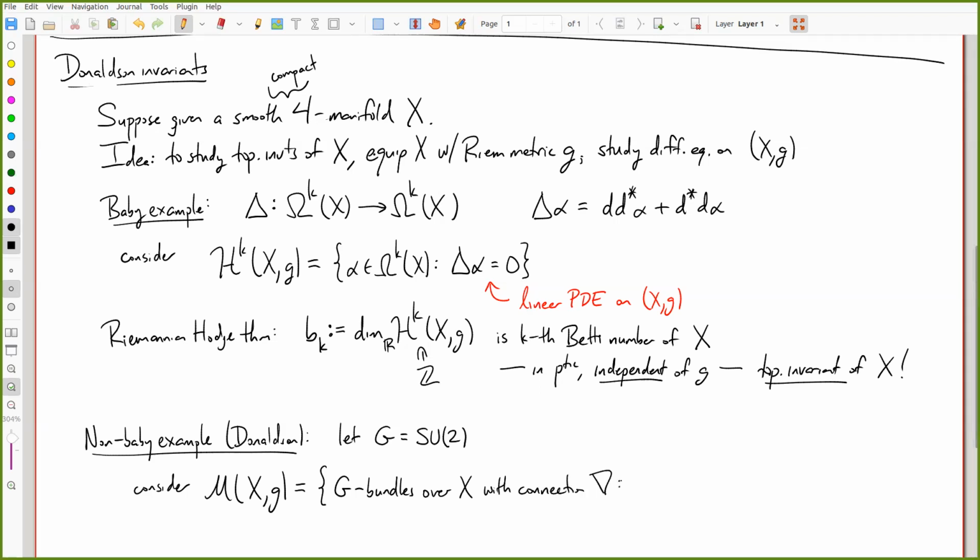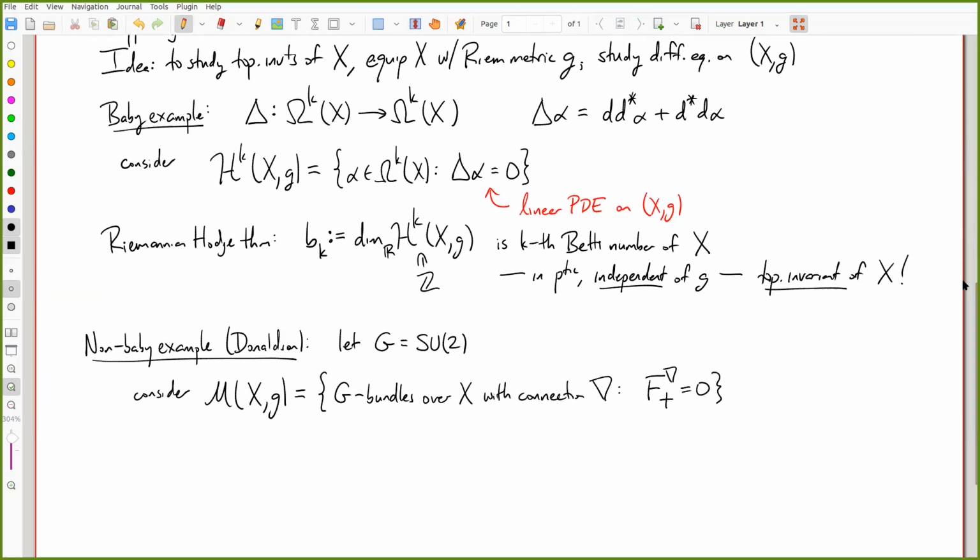Connection nabla, such that the self-dual part of the curvature is 0. And I'll just remind you what the self-dual part means. Recall F plus means 1/2 of, and this is something you can only do on a 4 manifold. I can take F, which is a 2 form, the curvature is a 2 form. I take star F, which on a 4 manifold is also a 2 form. And then I take their sum, that's again a 2 form. And that's called the self-dual part of the curvature.